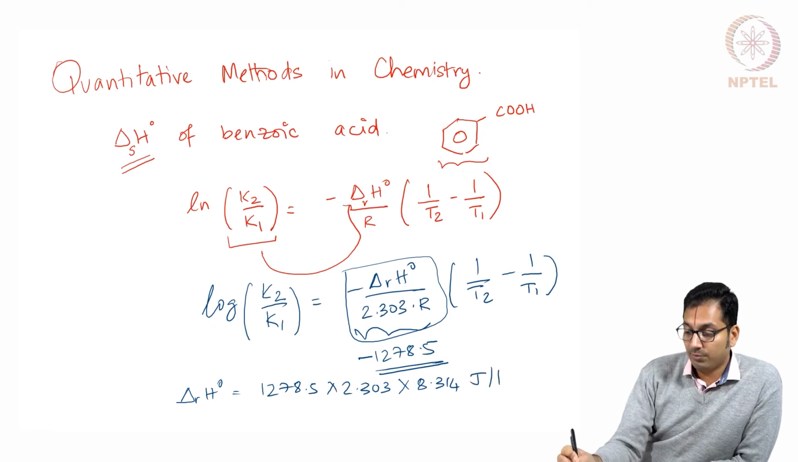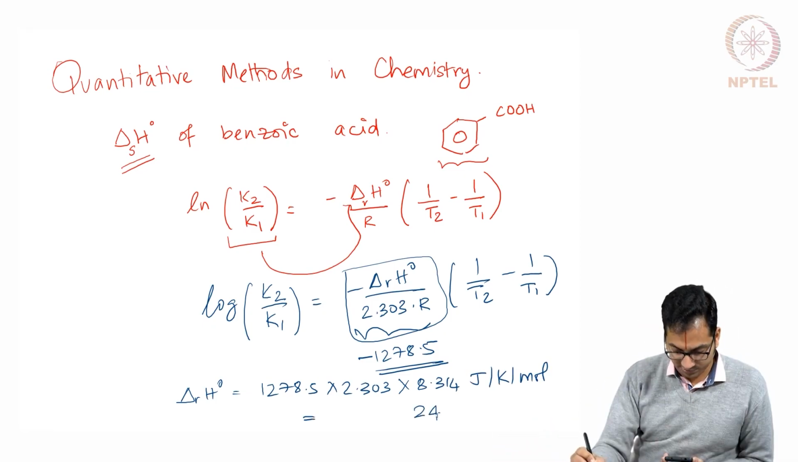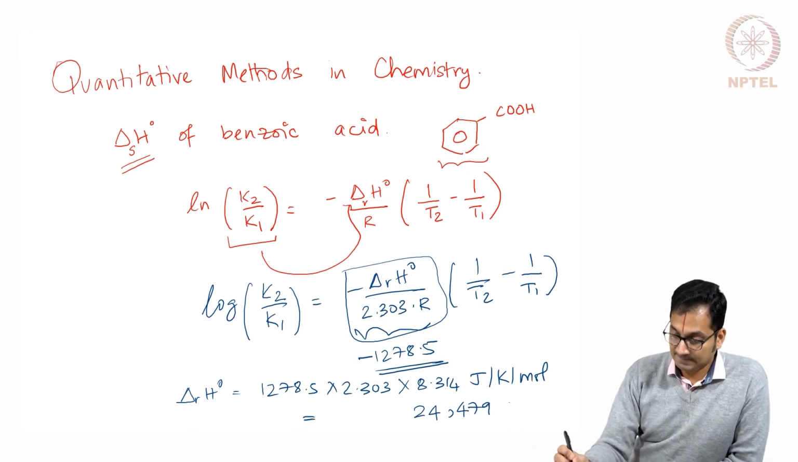So now the delta H naught for this process is going to be 1278.5 times 2.303 times 8.314 joule per Kelvin per mole. So this is going to be equal to 24,479 joules.